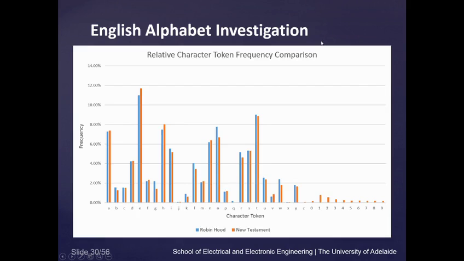Just another example of the statistical differences we found. In the New Testament, we can see here that numerical tokens, which we classify as non-alphabetical, have a very high relative frequency compared to what was not even seen at all within Robin Hood. But we also see that, in general, the basic lowercase alphabetical characters had a very similar distribution.